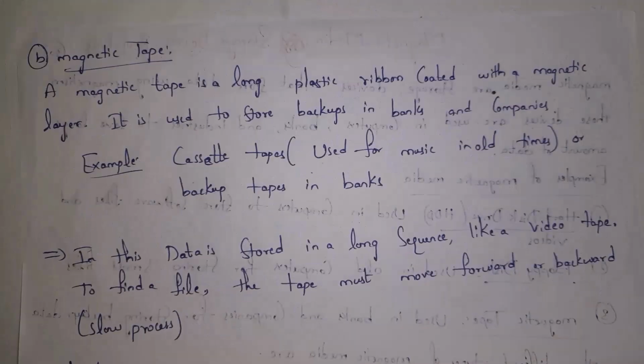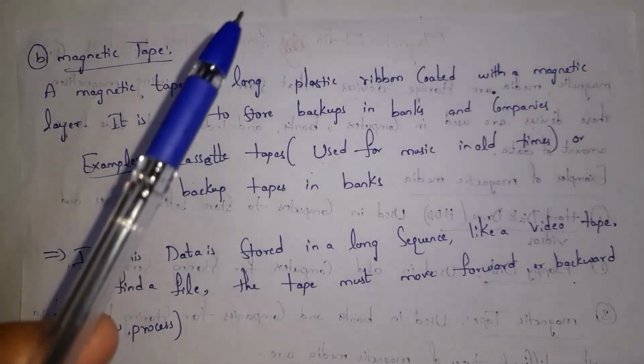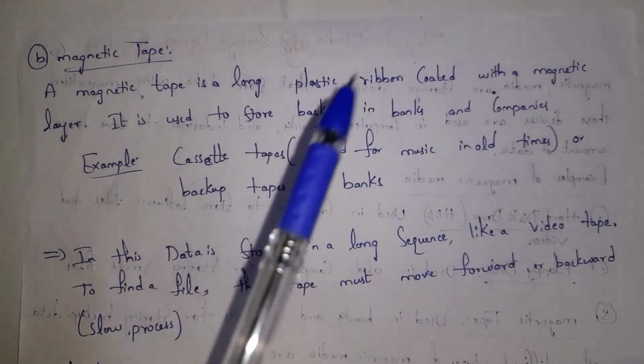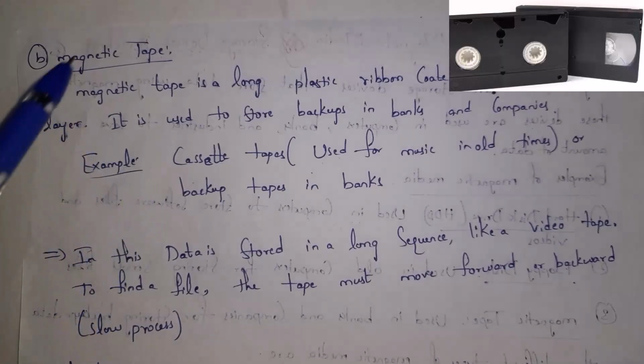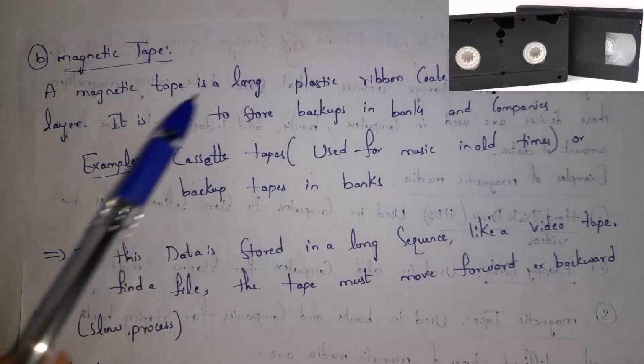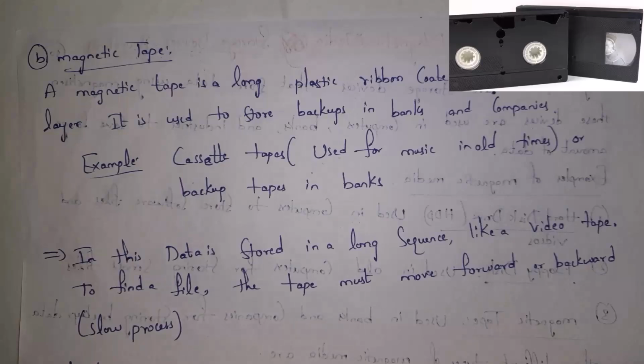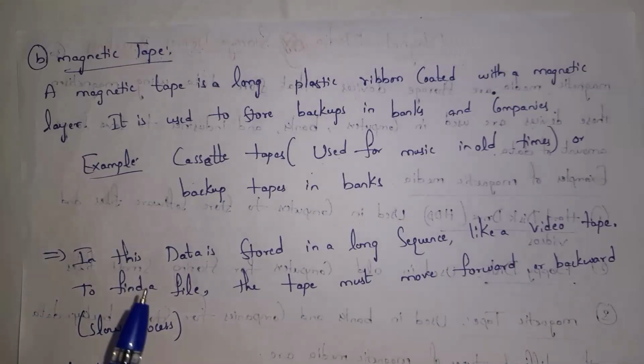And the second magnetic media is magnetic tape. Yes, magnetic tape is nothing but a long plastic ribbon coated with a magnetic layer. Mainly these tapes are used in banks and companies for storing data. For example, if you consider old cassettes, there is a plastic ribbon coated with a magnetic layer where we store data. This data is stored in a long sequence like a video tape. If you want to find any file in magnetic tape, then you need to move the tape forward or backward in order to search for that file.